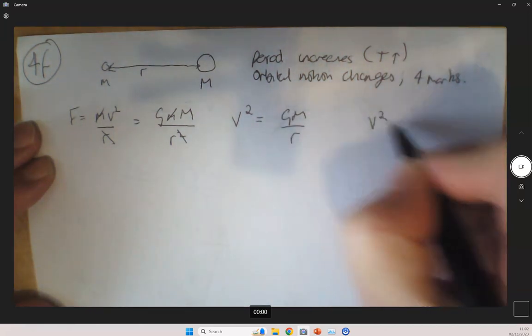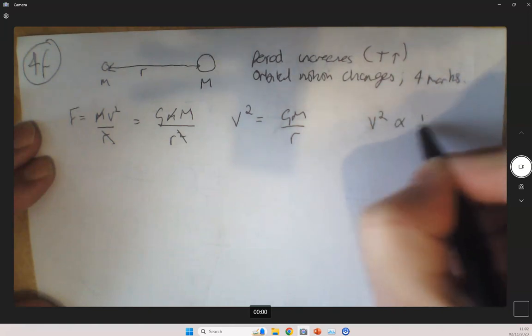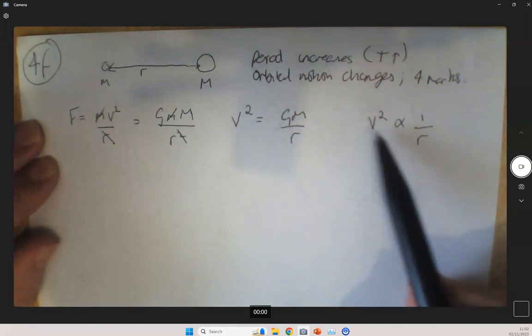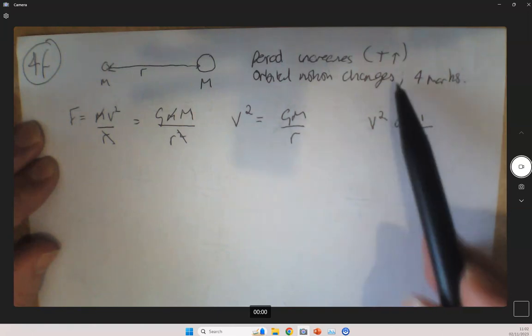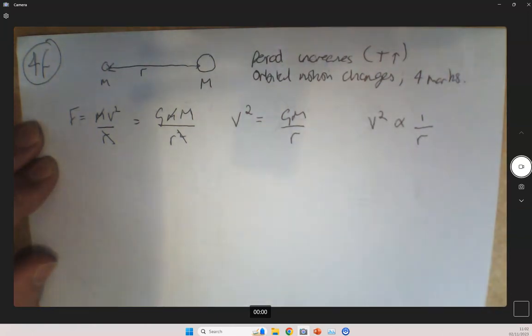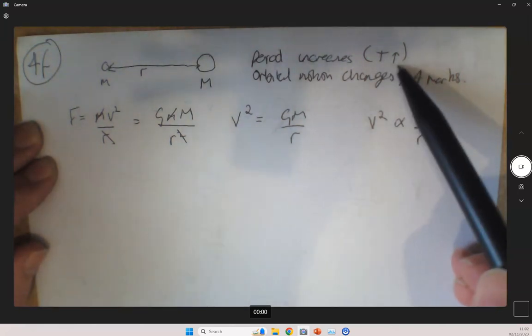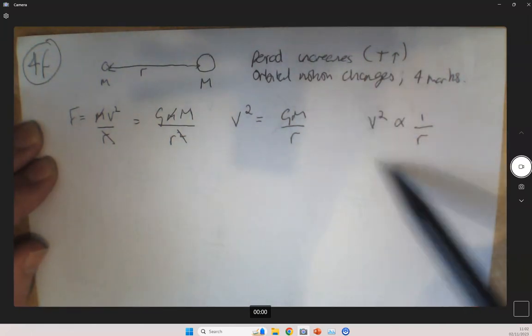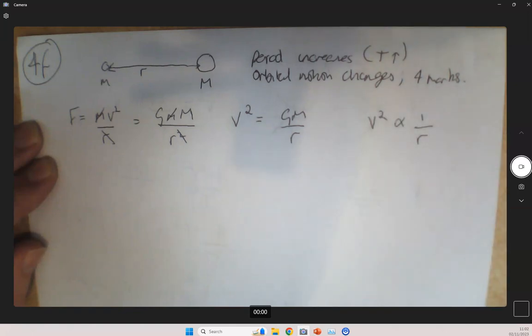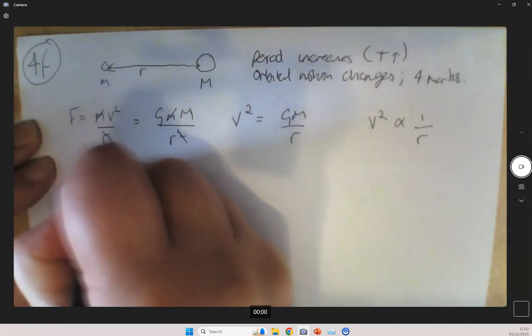So I know that v squared is proportional to 1 upon r. I don't care about these because the radius has to do with the motion and the velocity has to do with the motion. But this doesn't actually help me because it's told me that the period increases, and I haven't got that in this equation so far. So the next step is to look at the velocity, to see if that helps me.